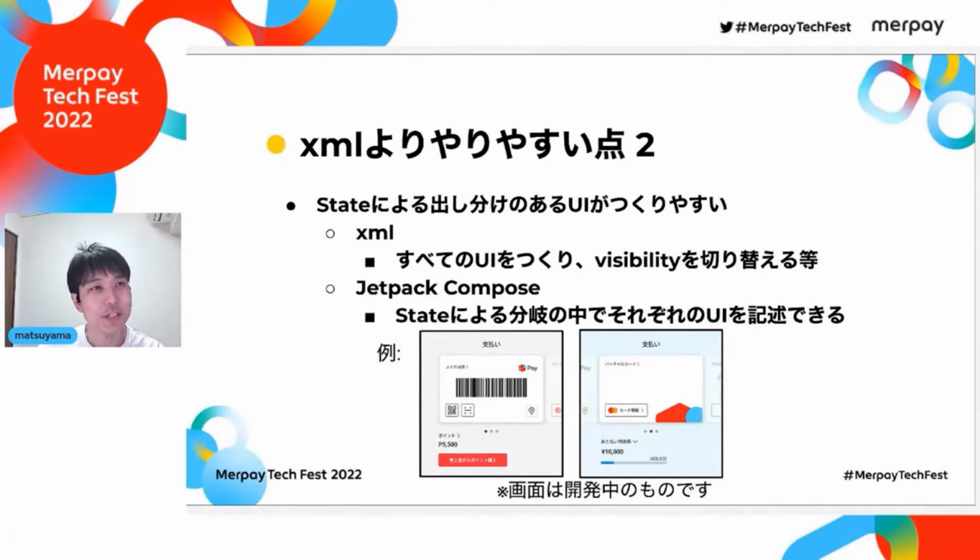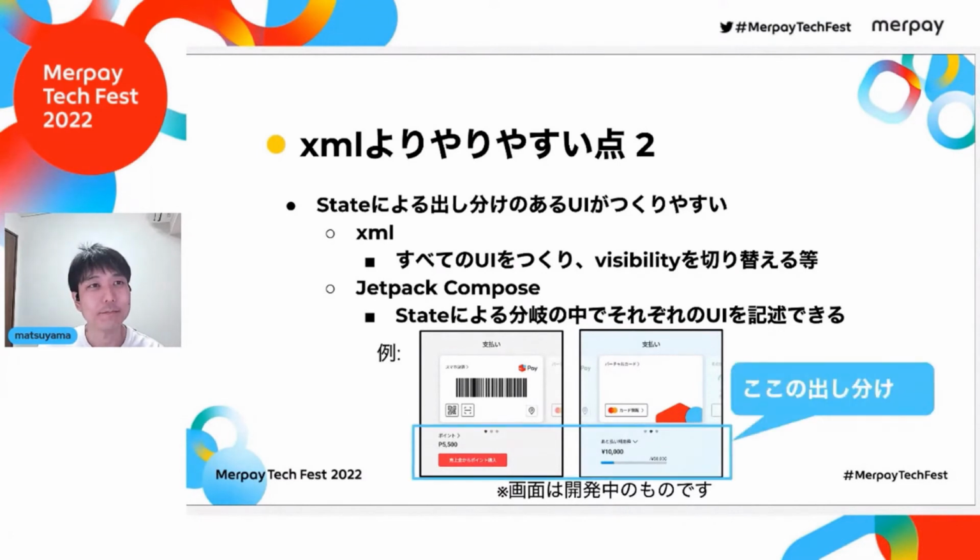I brought a part of the new UI that is under development for the Merpay tab. This part here, this square, is switched by switching the card above the square. So the display switches in this way. In this kind of case, each pattern of UI is described in XML, and the visibility is switched between visible and gone. That was one of the possible cases.